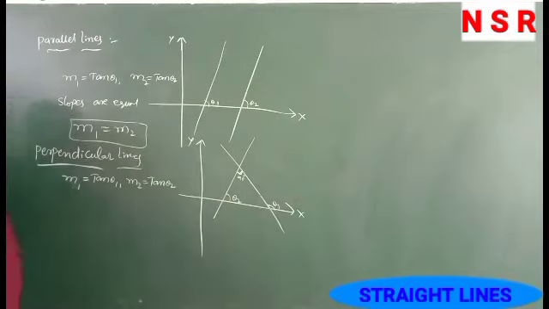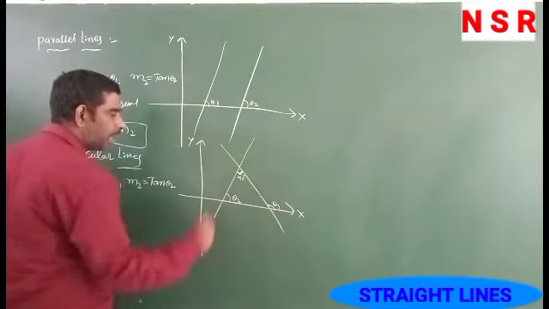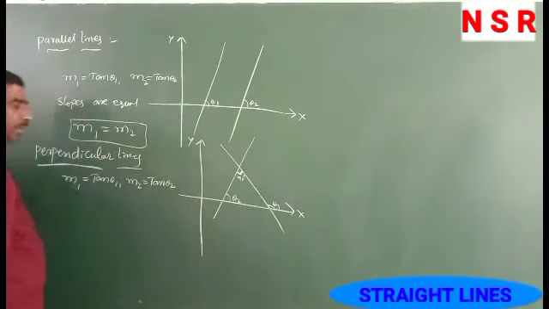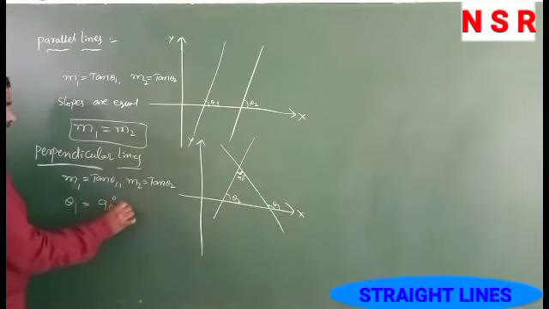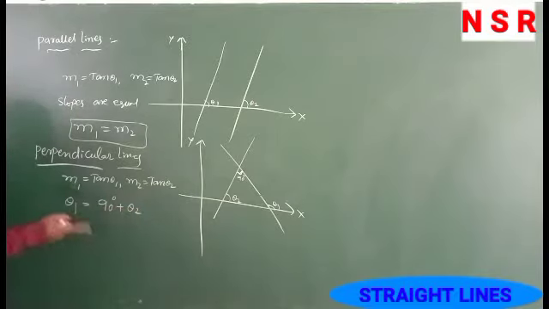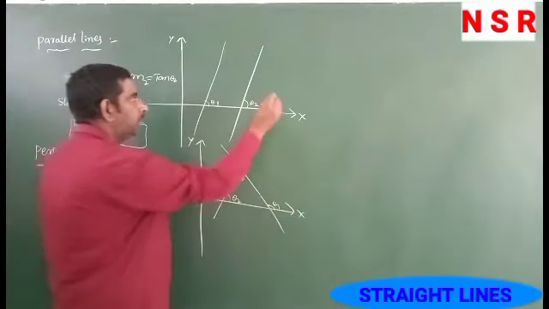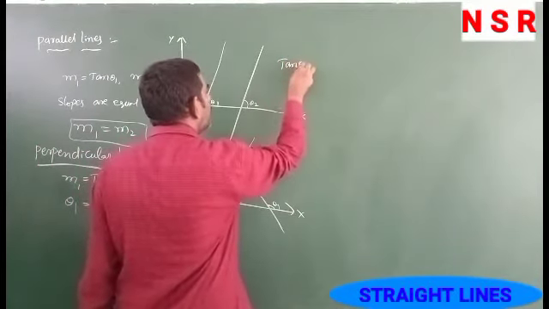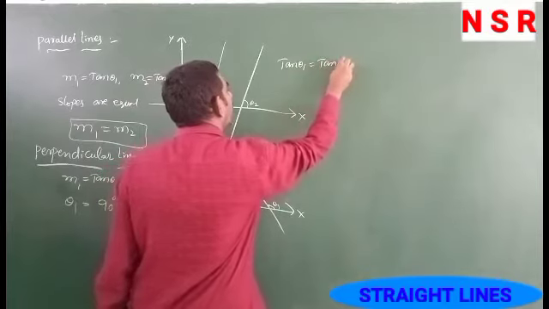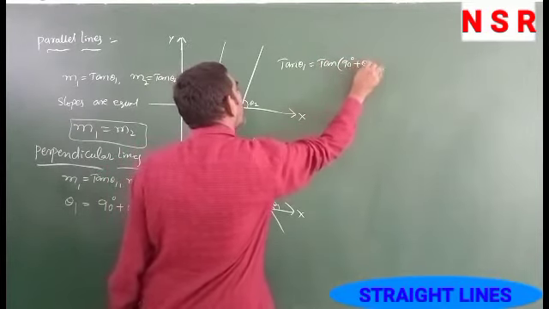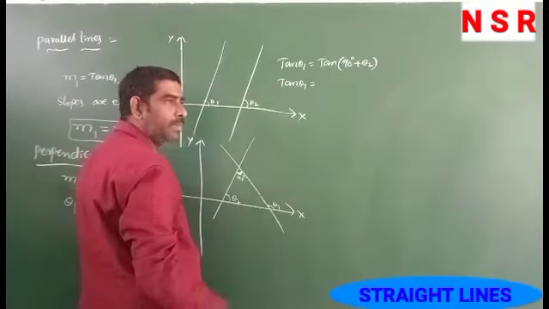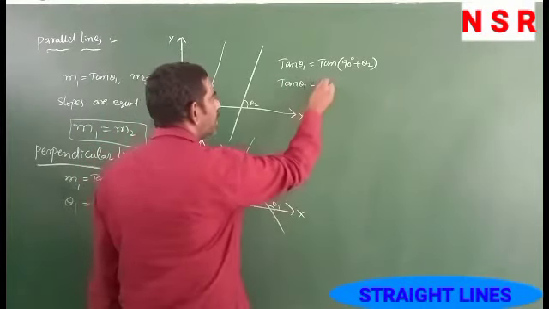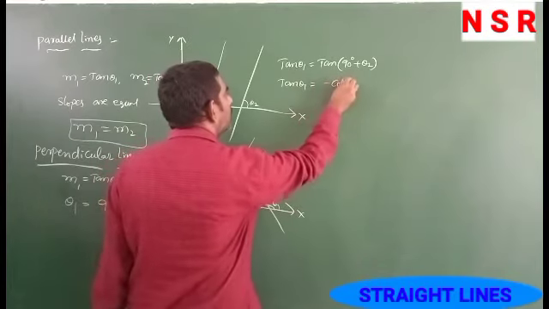So here apply one concept: the external angle is equal to the sum of the two internal angles, that is theta 1 equal to 90 plus theta 2. Theta 1 is equal to 90 plus theta 2. So apply tan on both sides. So tan theta 1 is equal to tan of 90 plus theta 2. In the second quadrant, it is minus cot theta 2.